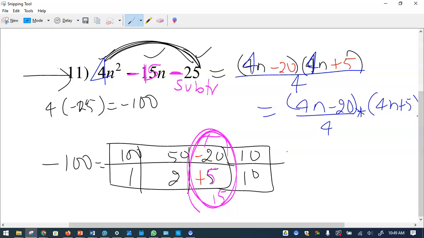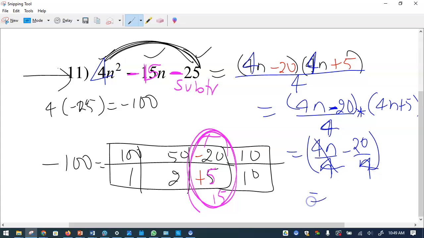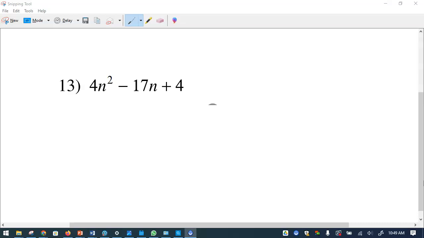If you get confused about why, it means you are using the property of division. The denominator distributes to both, and that's how this 4 and this 4 go away, and this 4 divides 5 times, and you get n minus 5, and the other one is 4n plus 5, and you're done.